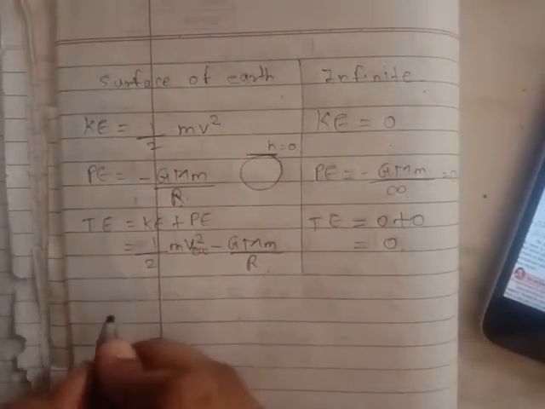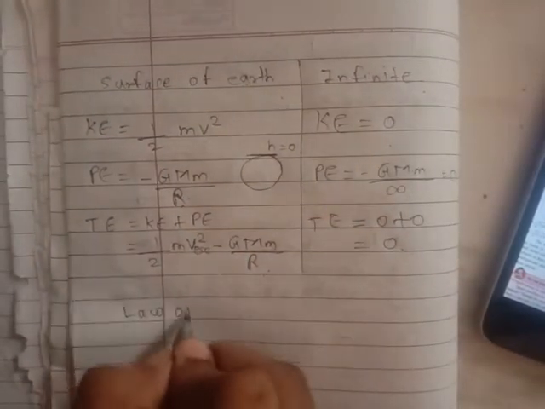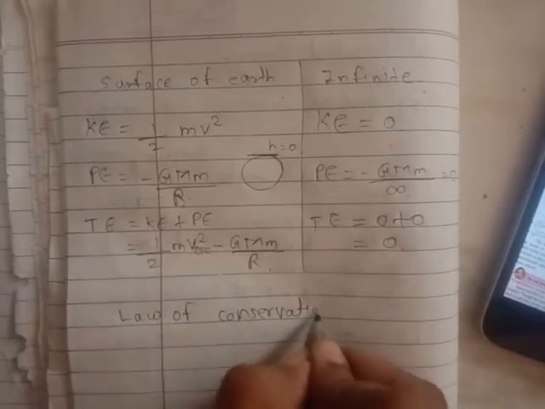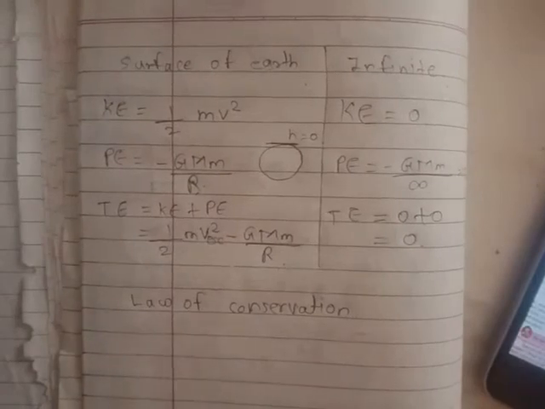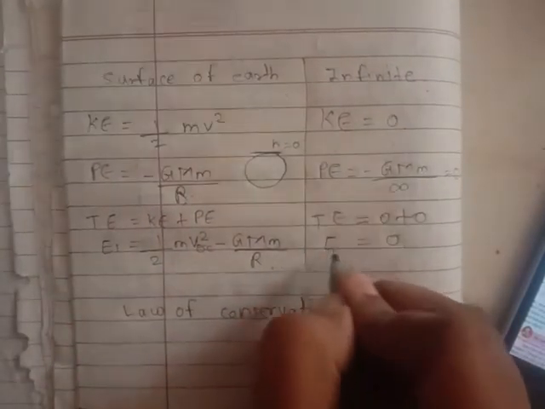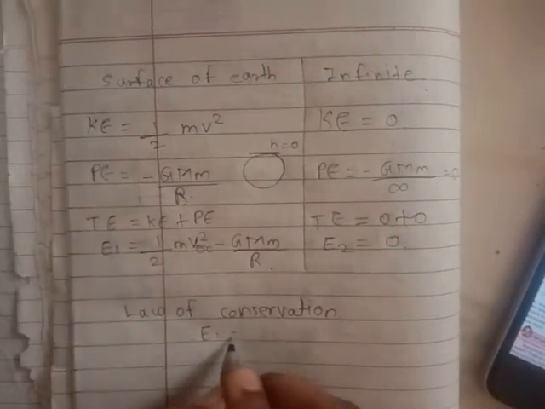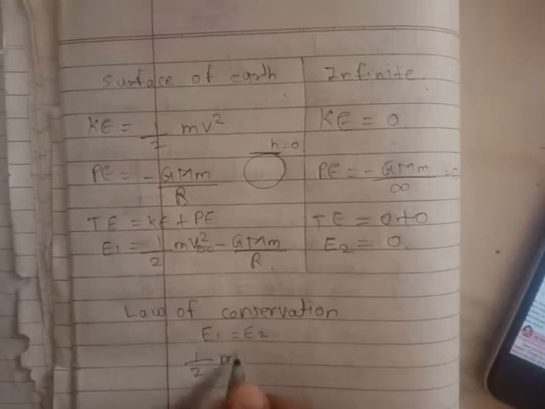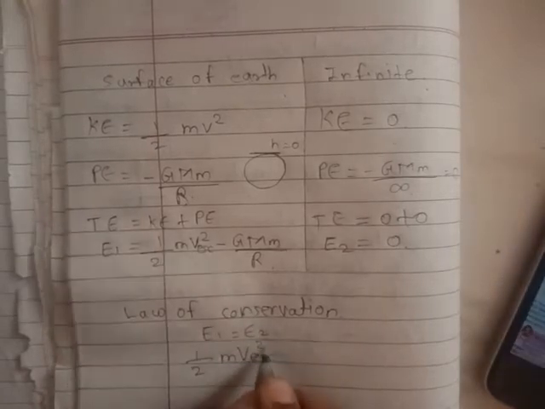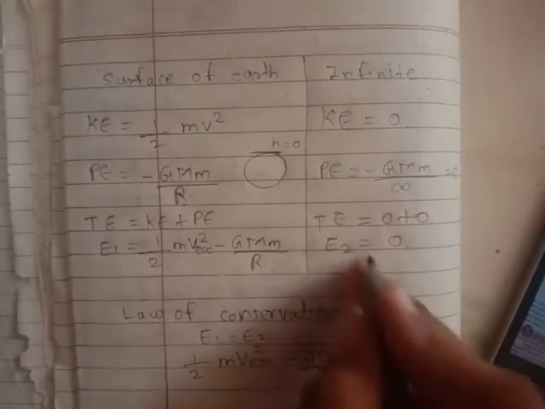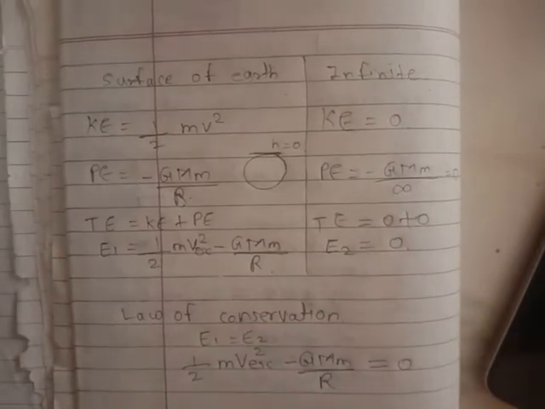That's why we can use the law of conservation of energy here. What is the law of conservation of energy? Initial energy is equal to final energy. Therefore you can write E1 equals E2. E1 is half m v escape square minus GMm divided by r, and E2 is equal to 0.